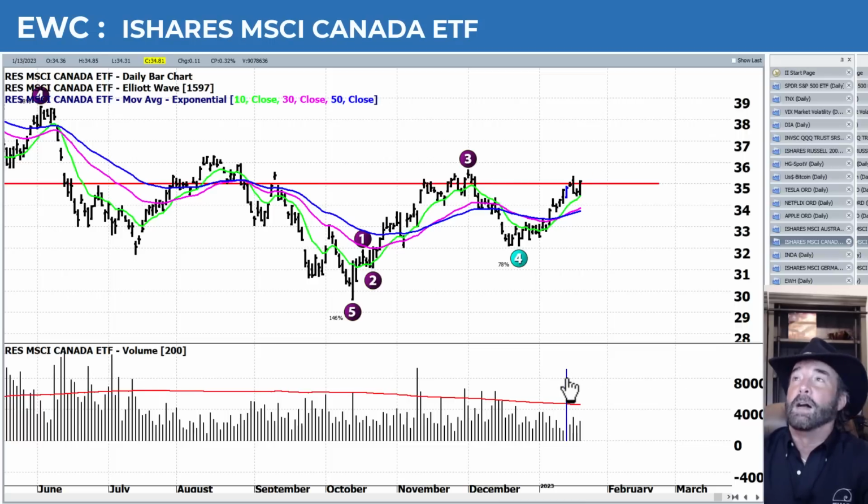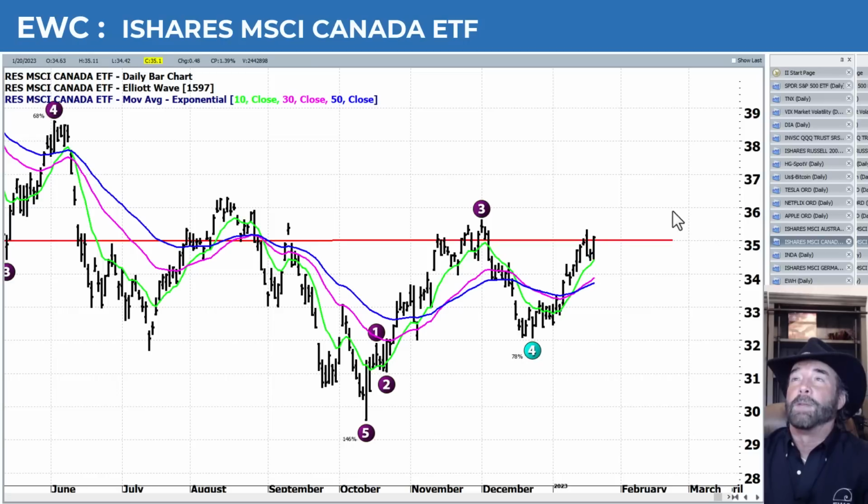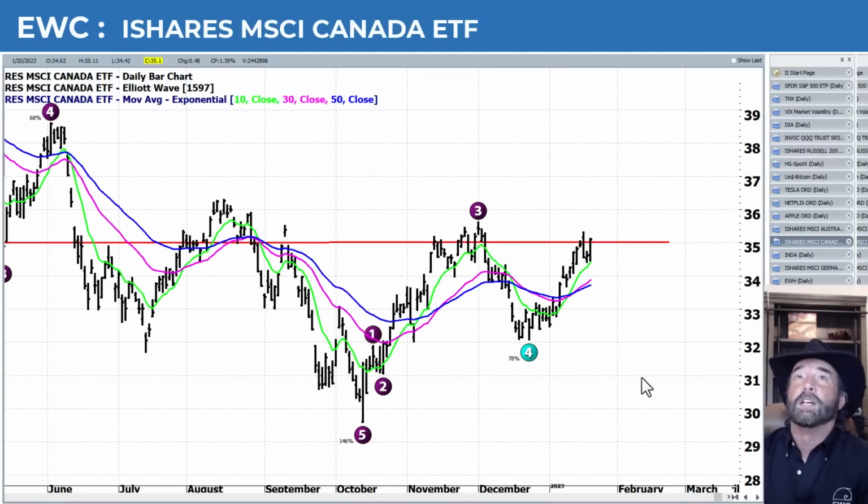See this spike? This is what you don't want. And see, that's what happened. We had that big spike in volume, and then we just went sideways and consolidated. But if we can break above 35 and bring that volume back in, then I think we have something working here on the EWC as well.